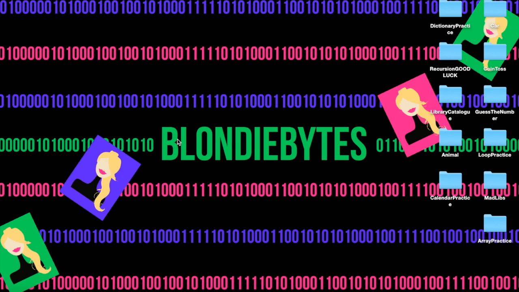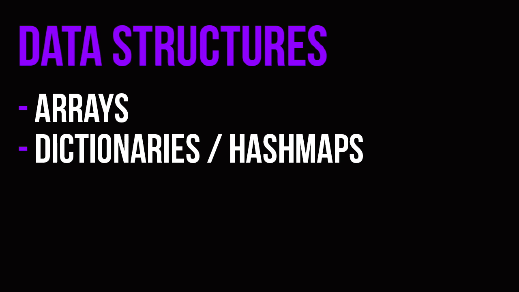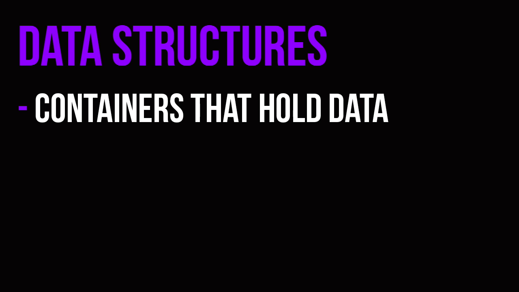Today we are going to start talking about something big, halfway through the series. We are going to go into more data structures. And so far we've only done 2 data structures. We've done arrays and dictionaries. And basically, if you don't know what data structures are, big word, they are containers that hold data.